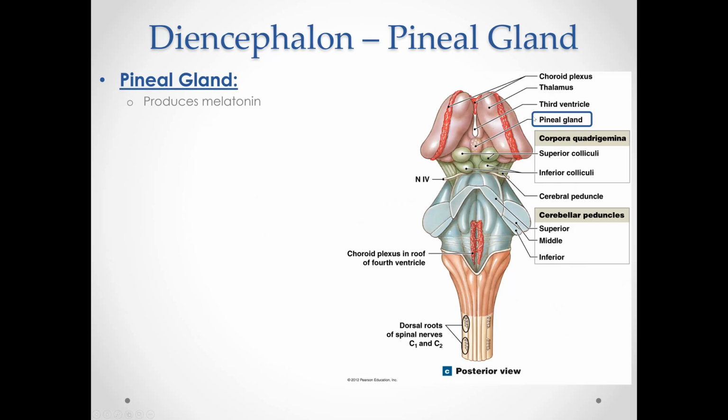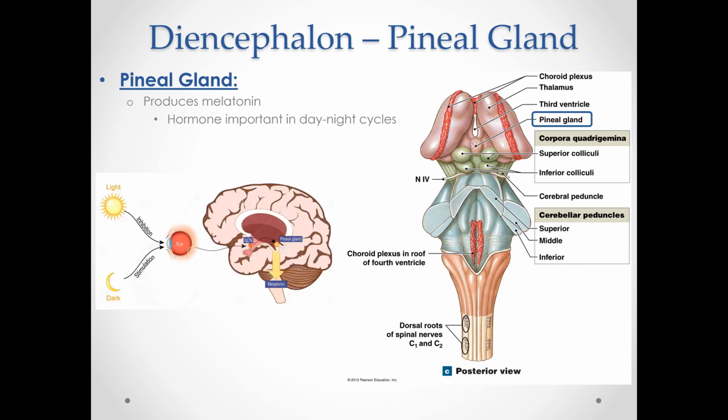So the pineal gland is this small gland that sits right above the superior colliculi and right between the two thalami that we're going to talk about in a moment. The function of the pineal gland is to produce melatonin. It used to be called the pineal body, so you may still see that in some older textbooks, but once they realized that it produces a hormone, it got renamed to a gland. And melatonin is a hormone that's most known for its role in day-night cycles.